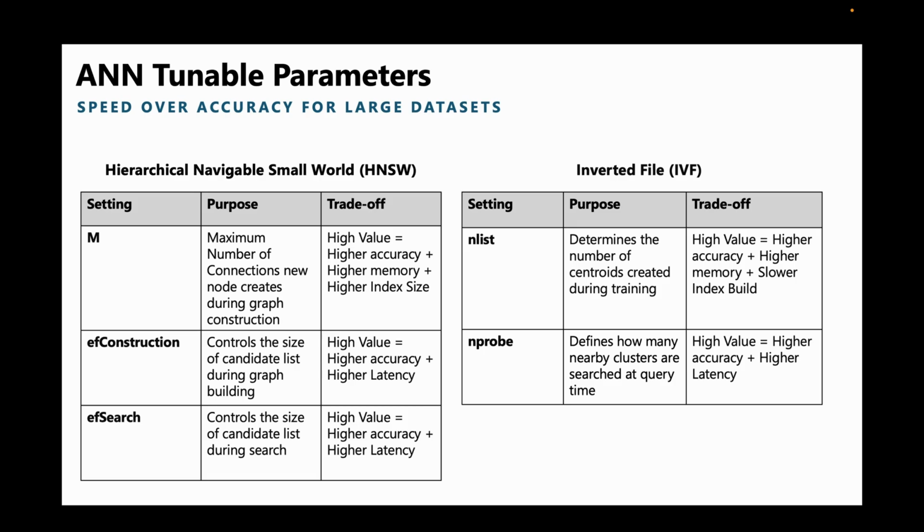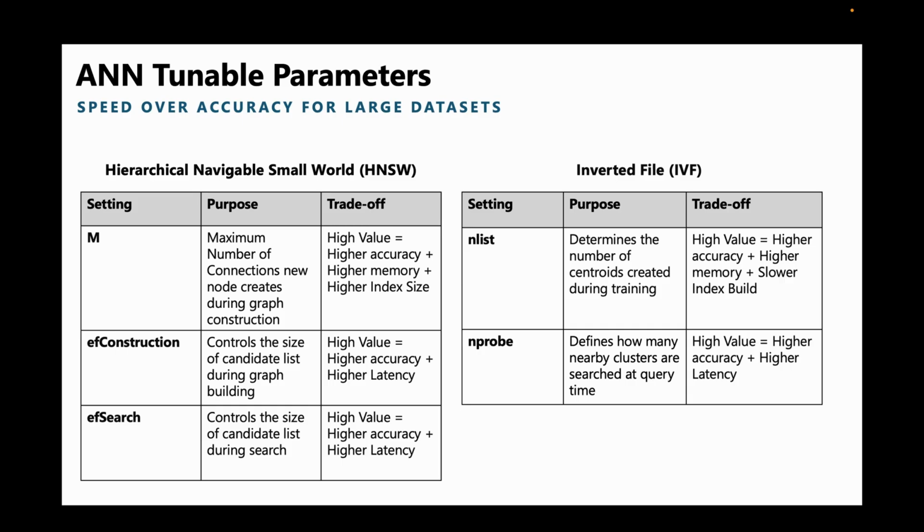Both algorithms have tunable parameters to balance accuracy with speed and memory. In HNSW, the key tunable parameters are M, which controls how many connections each node can have in the graph, EF construction and EF search, which control the size of the candidate list during graph building and search respectively. Higher values of these parameters improve recall, but they also increase memory consumption and latency.